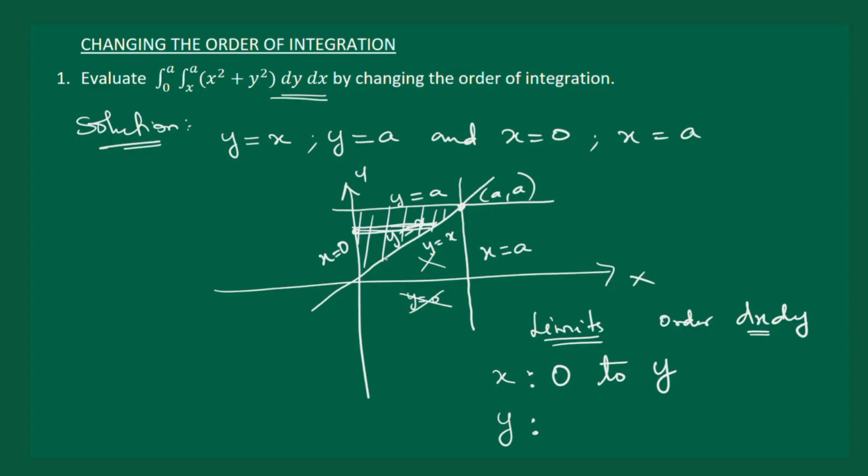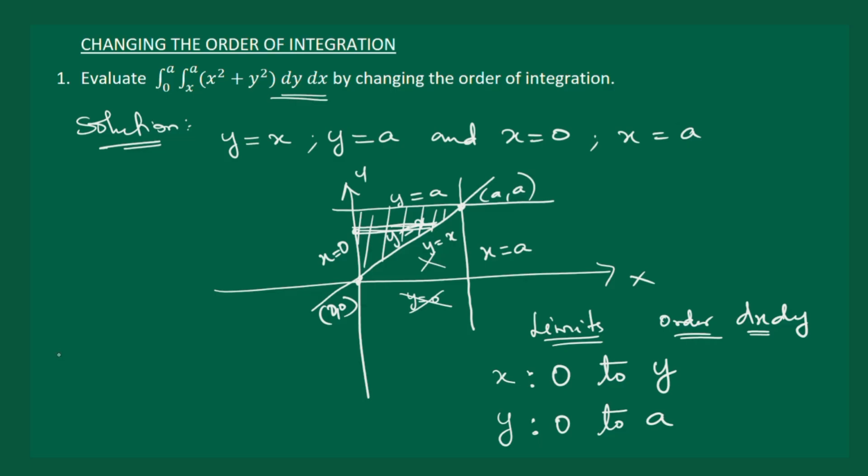Similarly, what about the y limit? How far can we move the strip from bottom to top? At the bottom it starts from the origin. So y takes the value from 0, the origin, to the limit y equals a. So it will be a. Like this we identify the limits for x and y by changing the order of integration, right?